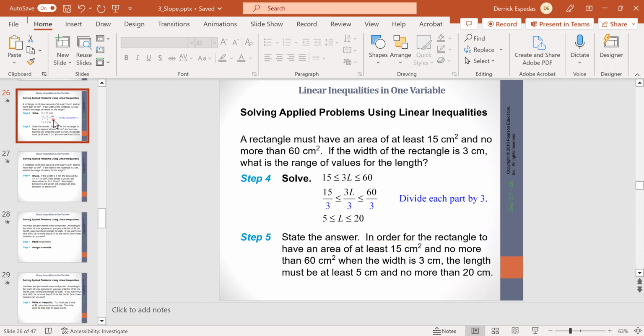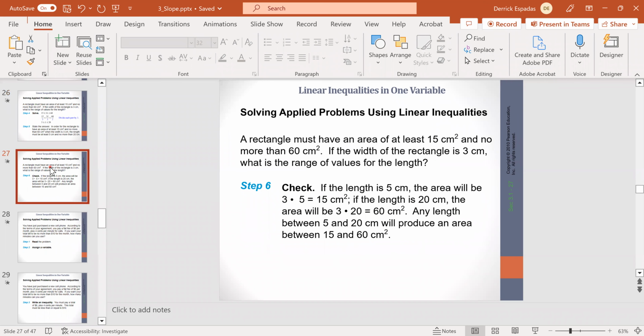So in order for the rectangle to have an area of at least 15 centimeters square and no more than 60 centimeters square, when the width is 3 centimeters, the length must be at least 5 centimeters and no more than 20 centimeters. You solved it. See? Not that difficult.